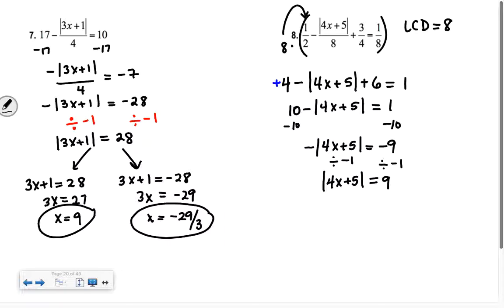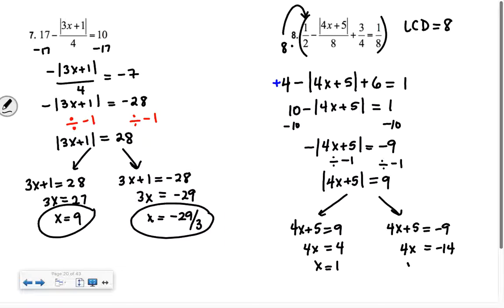And now we break it into the 2. So our 2 equations, since it was positive 9, we're going to have that inside part, 4x plus 5, could be 9, or it could be negative 9. And we solve each of them. So I subtract the 5, and I get 4. I divide by 4, and I get 1. I subtract the 5, I get negative 14. I divide by 4, and I get negative 14 over 4, which reduces to negative 7 over 2. Yep, so those are our 2 answers. Okay, that's as hard as I get. Can you handle that? All right.